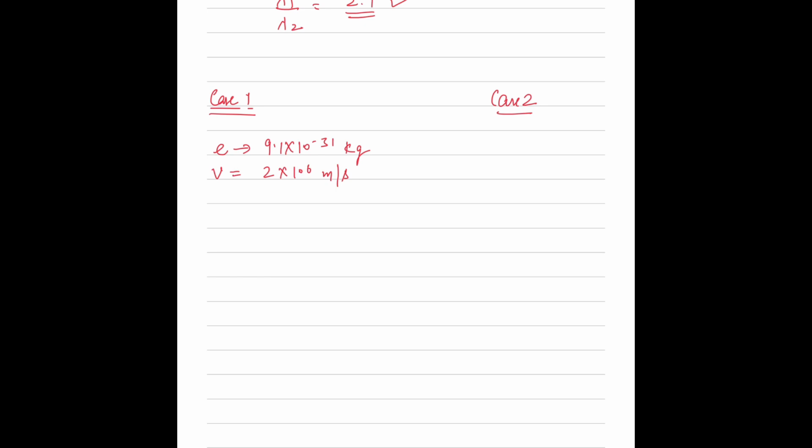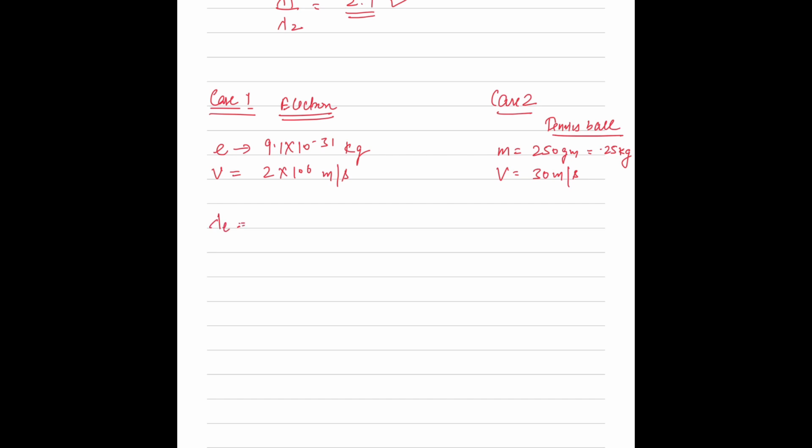Similarly, in case 2, what will I do? In case 1 we have taken the electron, which is a microscopic particle. In case 2, let's say we take a tennis ball. Let's say its mass is 250 grams. So it will be 0.25 kg, because we have to take the mass in kg. And let's say its velocity is 30 meter per second. Now, in both cases I will try to calculate the lambda.